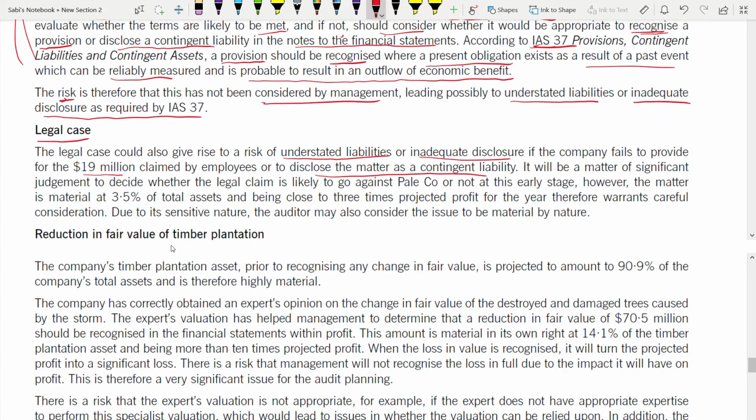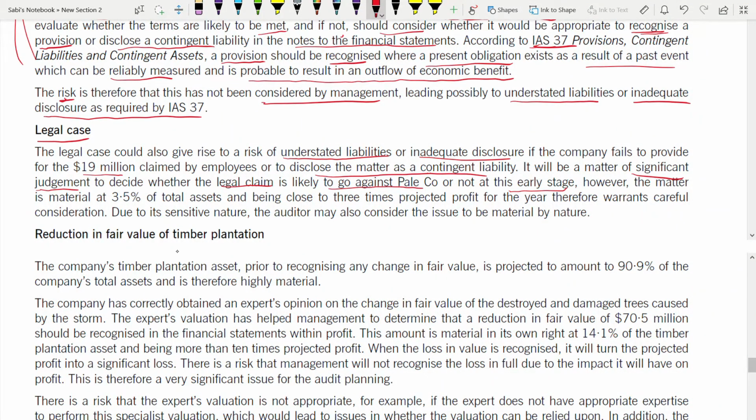So all these are risks, okay? Because if there's a claim against the company that they have to pay 19 billion, all these things have to be disclosed, but there's a risk that they will not be disclosed. It will be a matter of significant judgment to decide whether the legal claim is likely to go against Bail or not at this early stage.